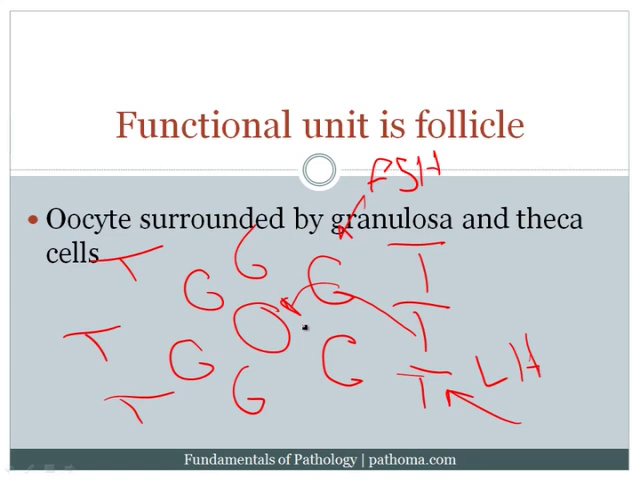Luteinizing hormone from the pituitary hits the theca cell. The theca cell then produces androgen. Androgen then goes to the granulosa cell. Under the influence of FSH, the granulosa cell converts the androgen to estradiol. Estradiol then hits the egg, and when it hits the egg, it allows the egg to mature. So this is the normal.